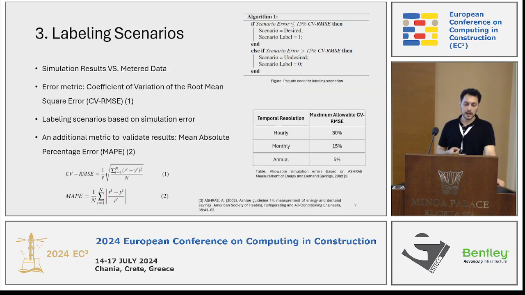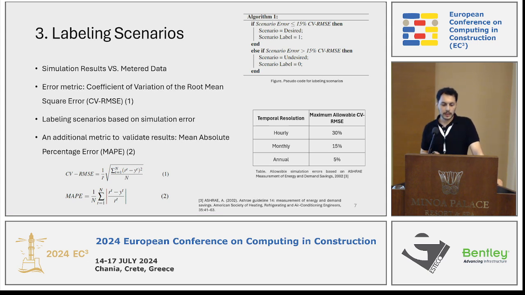consumption data. So we compared these simulation results with the measured consumption data and measured the simulation error based on an error metric called the coefficient of variation of the root mean square error. As the relevant standard, which is the ASHRAE guideline, suggests that the simulation or the prediction error of a building energy model should not exceed 15% of CVRMSE at the monthly resolution.